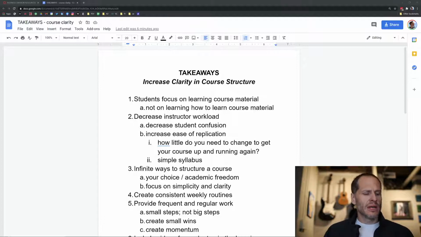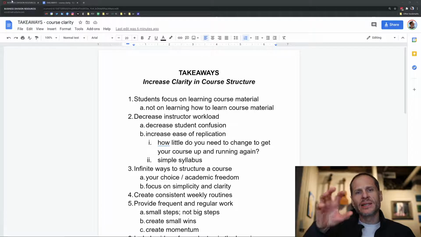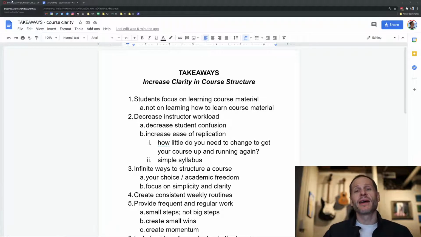And so the place that you do that, I'll show you, right, in case you aren't aware of it. But when it rolls over, you want to decrease the amount of touching you have to do to get that class live again. And so there's ways that you could increase your workload on that, and there's ways you could decrease your workload on that. So again, this goal of decreasing your workload. How little do you need to change to get your course up and running again?